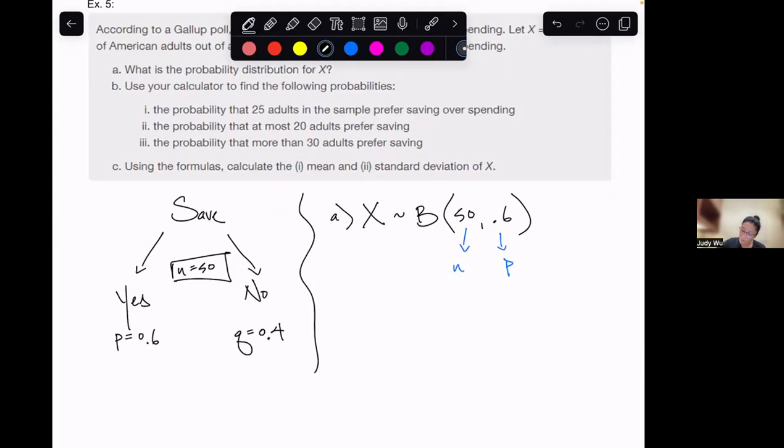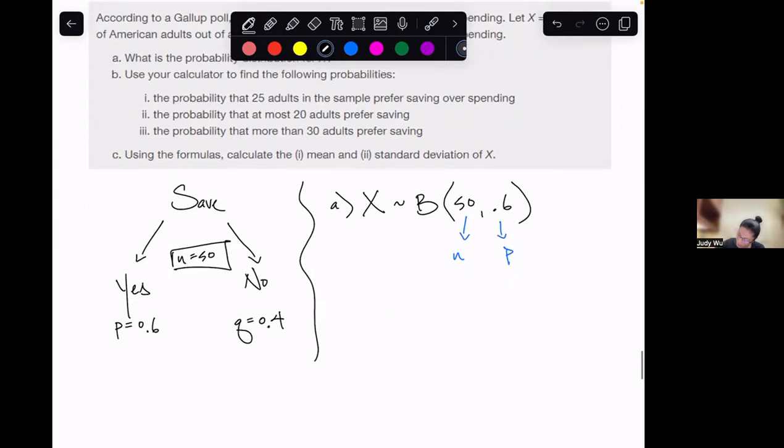So part B, it says use the calculator to find the following probabilities, okay? So it says the probability that 25 adults in the sample prefer saving over spending. So let's write that out. What would that be if we think about how we would write it out in symbols? So we would write the probability that X equals 25, out of n equals 50.